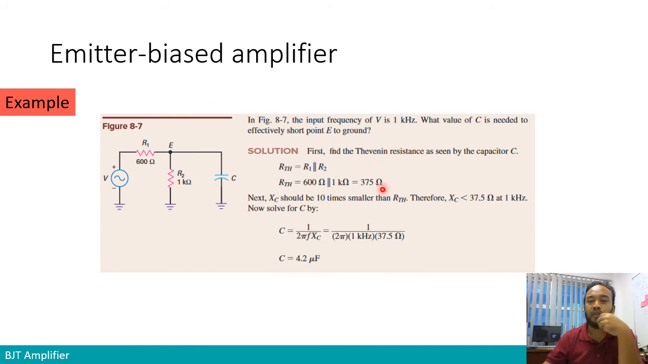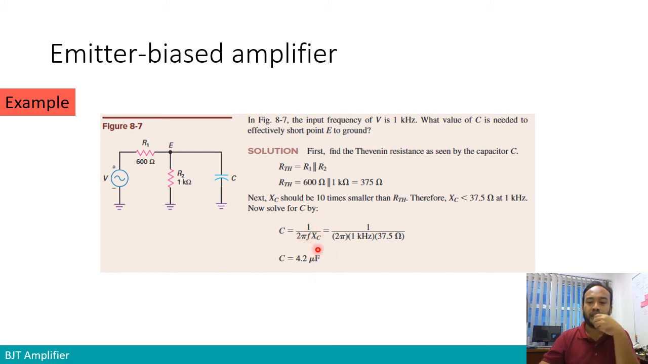Now with this value of equivalent Thevenin resistor, we can calculate XC. We know XC needs to be 10 times smaller than RTH, which is 375. So XC is 10 times smaller than 375. Therefore, it needs to be smaller than 37.5 ohm. Therefore, you can calculate C with that limitation using this formula.